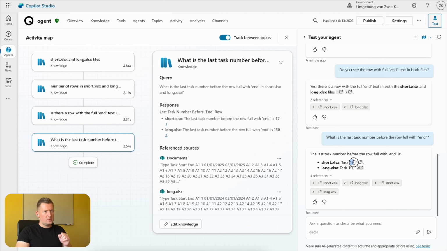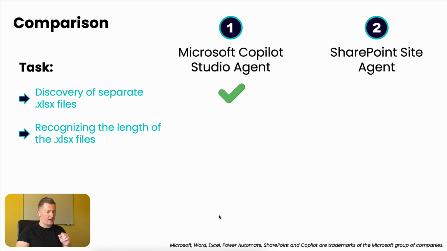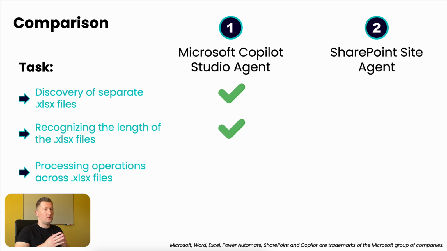Here there's a small mistake because it should be 48, but in the long file it's 150, so it looks good. Basically, I would say this second test is also approved. And the third question, or the third topic, is processing operation across x86 files.